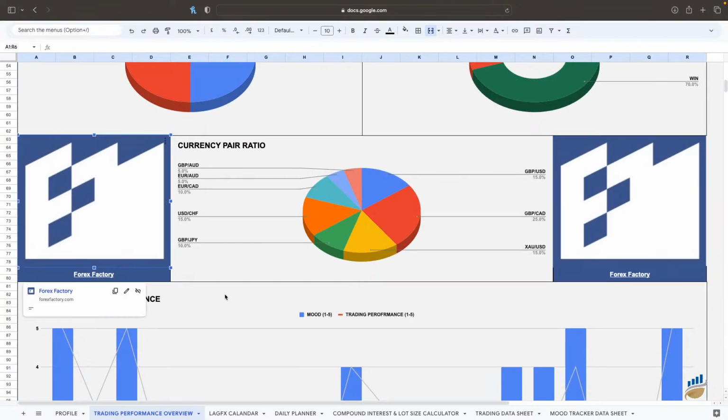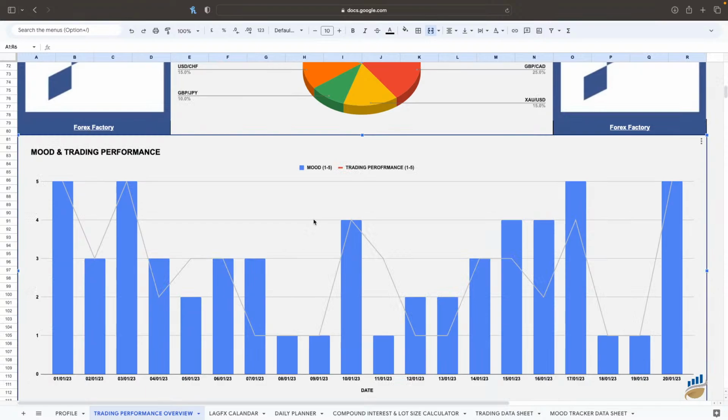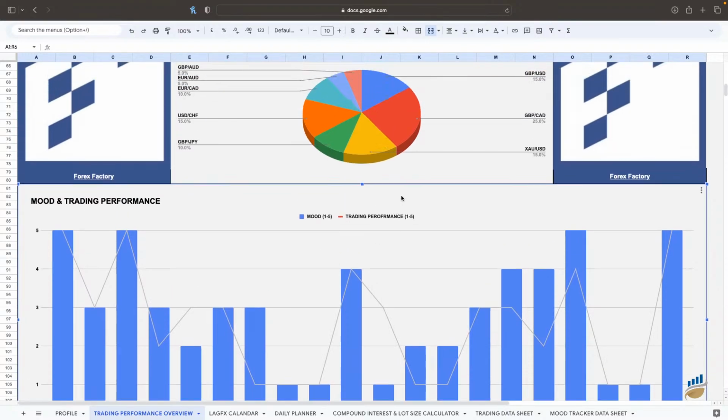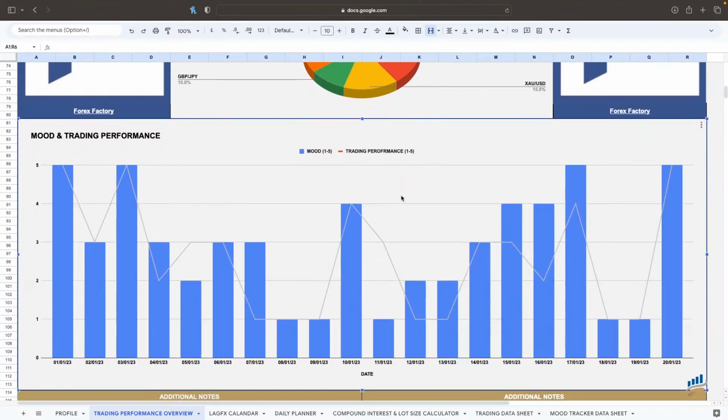Obviously Forex Factory is where we do all of our fundamental reports from, where we look at fundamentals and anything that could impact the markets basically.